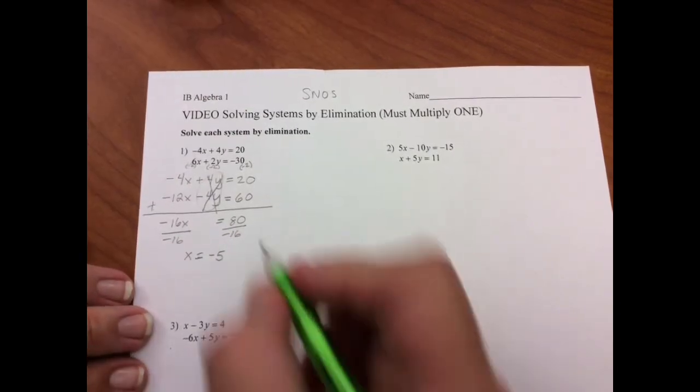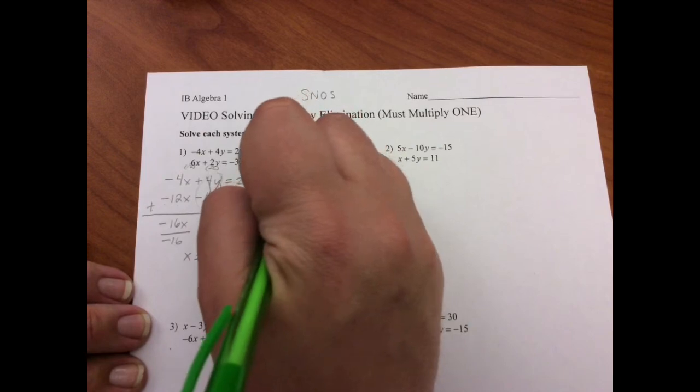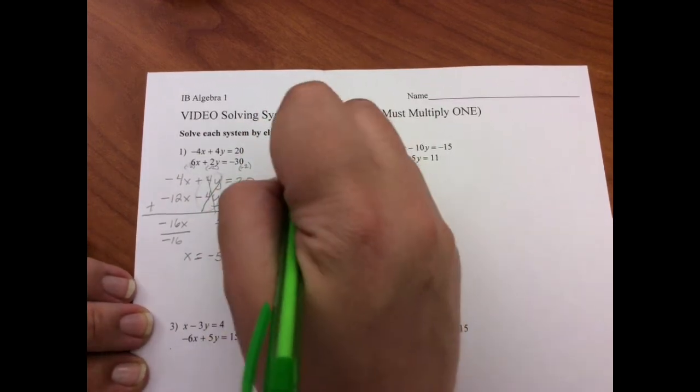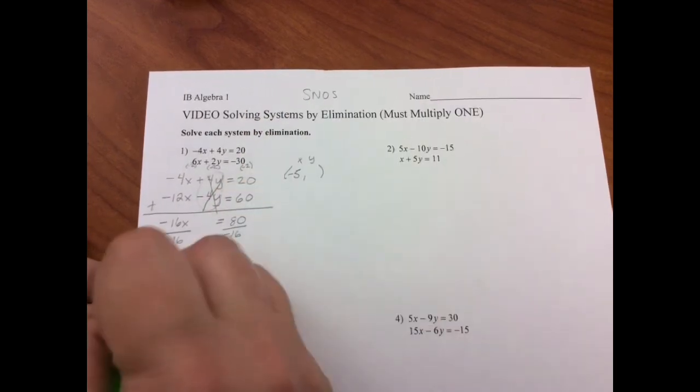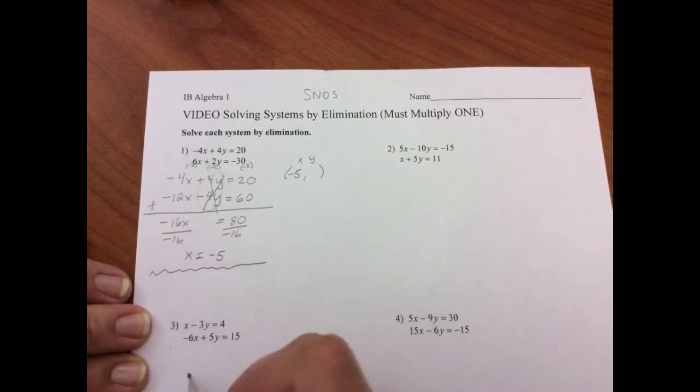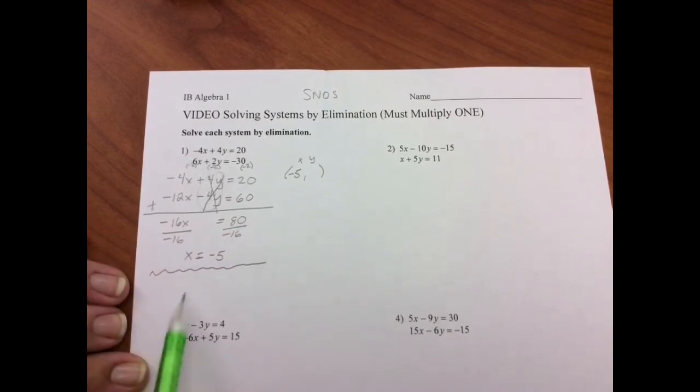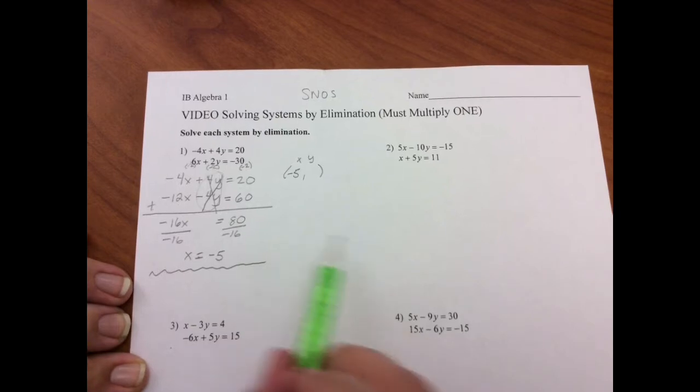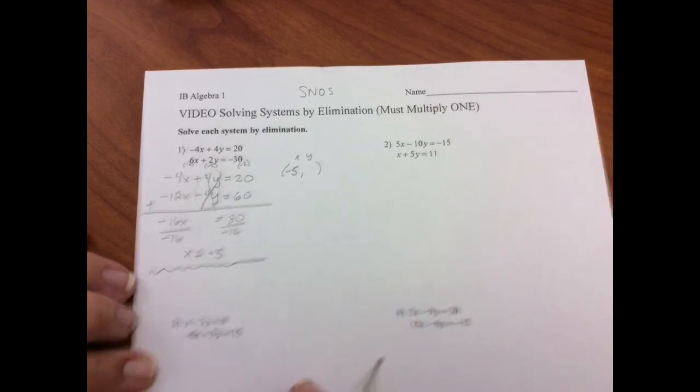So it's the same thing from here. I started my solution, negative 5 comma something. That's my x. Now I need to find my y. And so I'm going to substitute into one of the equations. I can use this room here if it's enough for me, or I can write out here. I've got all this room where I can do my work.